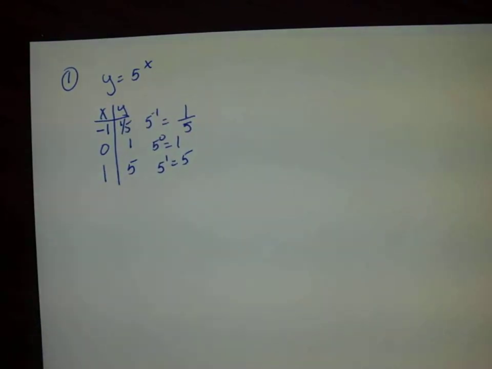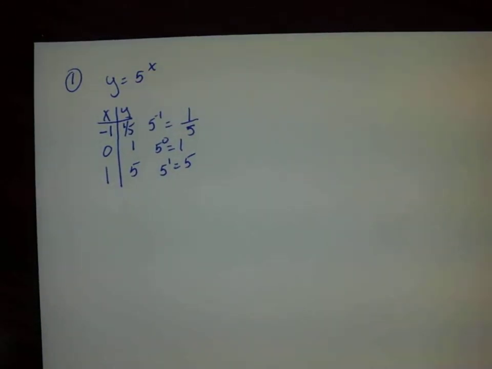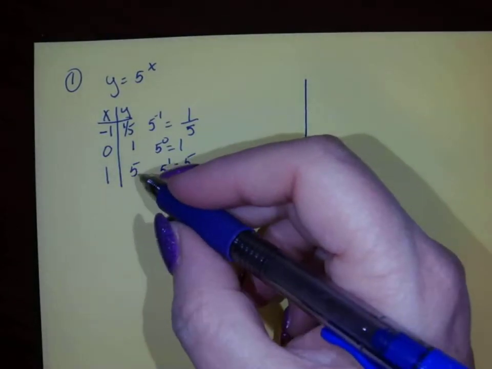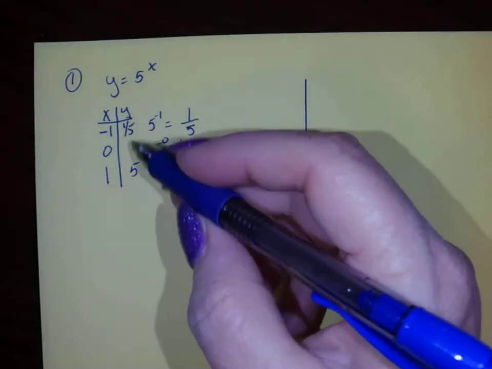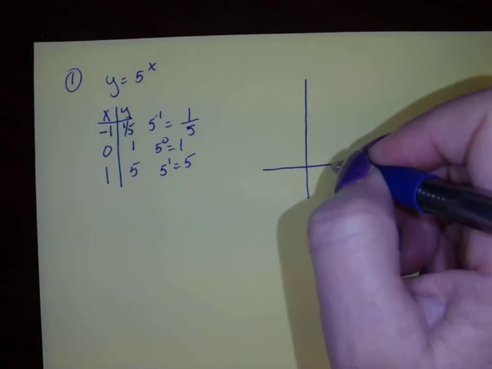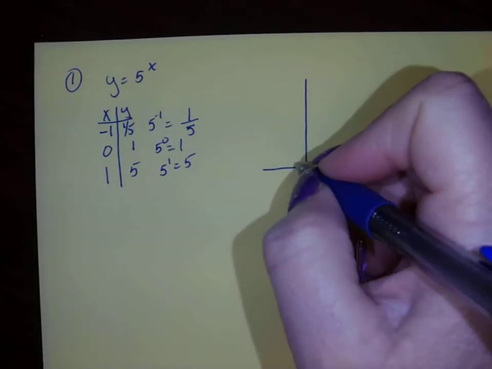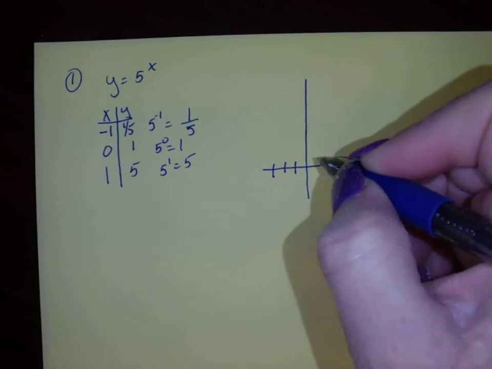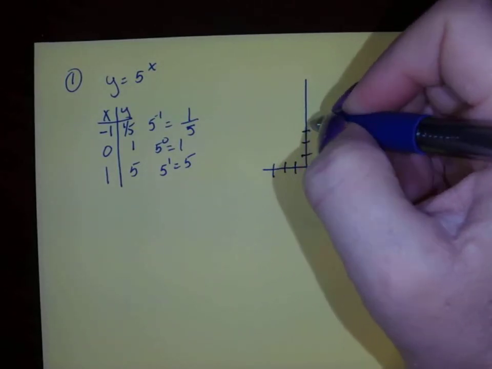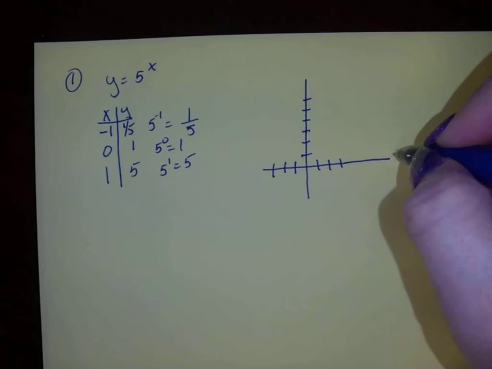Now you could do some other numbers, but these will work for what we need. So we need like 5 hash marks for our y values and not a whole lot for our x. So we'll have 1, 2, 3, 1, 2, 3, 1, 2, 3, 4, 5. We can even put a 6th one there.